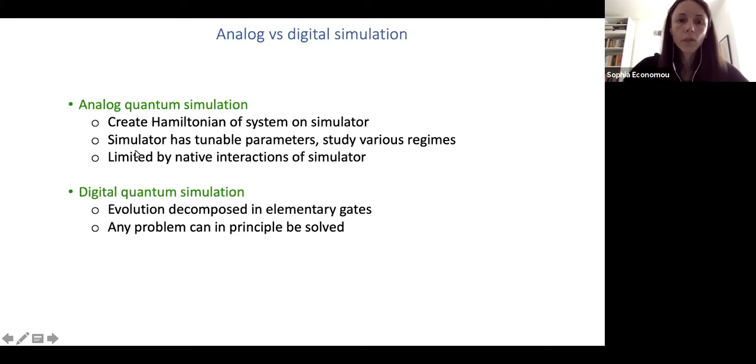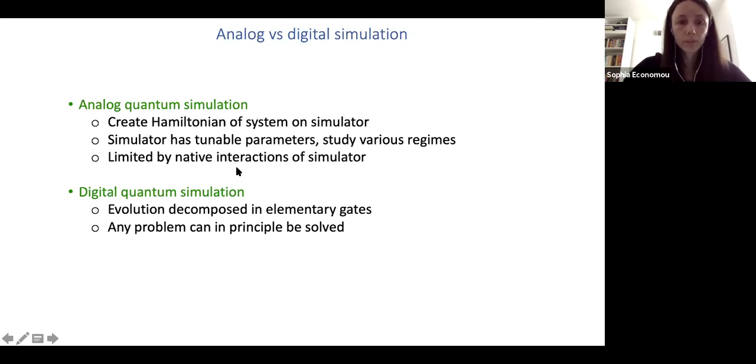And in this case, of course, you want the simulator to have something more than your original system. Presumably, it's more controllable. The parameters are more tunable. You can study it in various regimes. You can do measurements and extract quantities of interest more easily. But of course, there's a limitation on this approach, which is you are limited by the native interactions and Hamiltonian of the simulator.